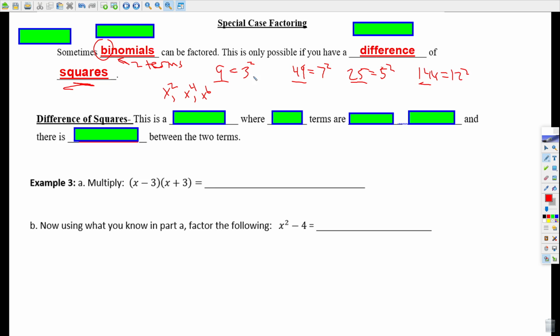So we're looking for that when we talk about difference of squares. The word difference simply just means subtraction. So we need subtraction between them. Let's go ahead and fill in what a difference of squares is. So it is a binomial where we have 2 terms.